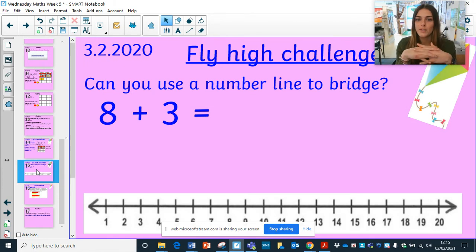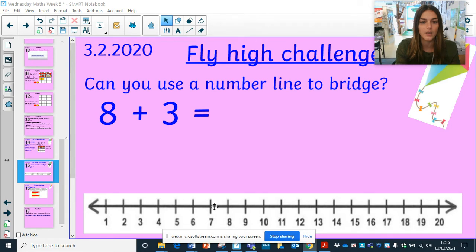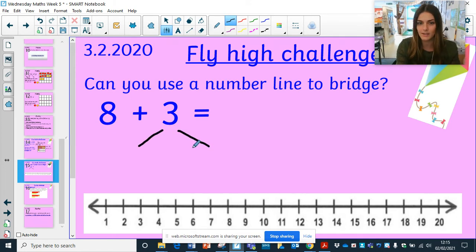So using a number line to bridge. So you can use your partitioning in exactly the same way, and I'll show you how that looks on the number line. Okay, so again, you're just bridging with 10 and then showing that on your number line. So if you've got 8 add 3, using the same numbers just so it's a bit easier to see, you would partition your number 3 into 2 smaller numbers. That's what partitioning means. Okay, so you need to think what goes with 8 to make 10. Hopefully you remembered. Or know your number bonds.